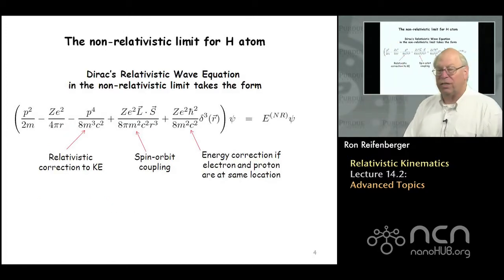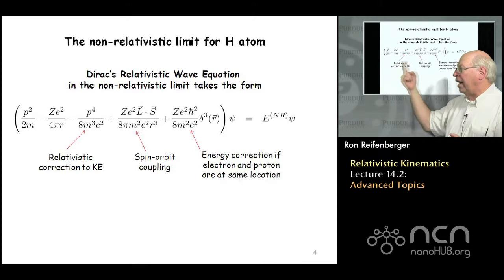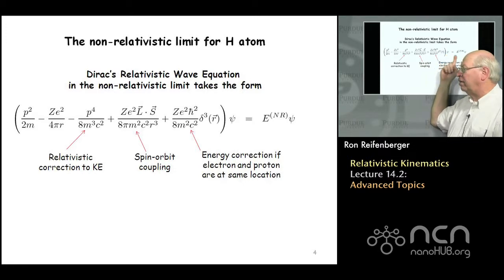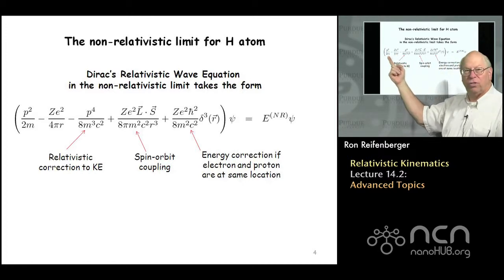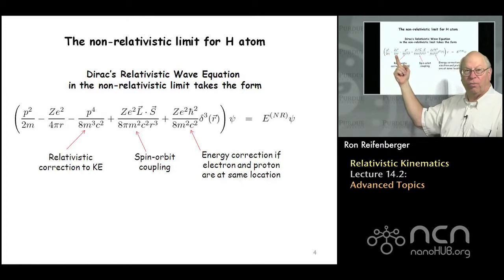The other thing I'll mention is that if you take the non-relativistic limit for the hydrogen atom, applying Dirac's formulation, you now get a more complicated expression for the energy eigenvalues. You pick up the two terms that you're very familiar with. This is the p squared over 2m term, the kinetic energy of the electron. You pick up a term which is related to the electrostatic potential energy of the electron interacting with the nucleus.